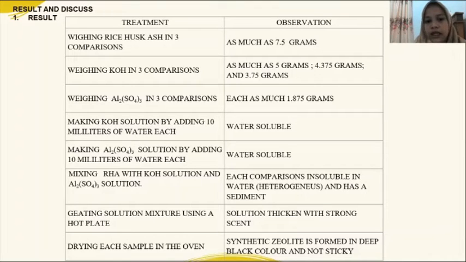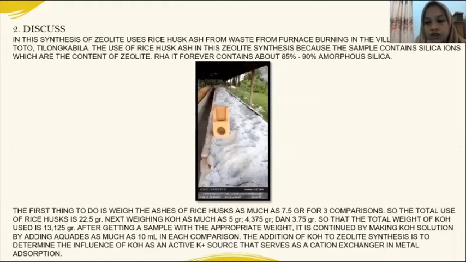Mixing RHA with KOH solution and aluminum sulfate solution. Each comparison is insoluble in water and has a sediment. Heating the solution mixture using a hot plate. Solution thickened with strong sand. Drying each sample in the oven. Synthesized zeolite is formed, deep black color and not sticky. Discussion.